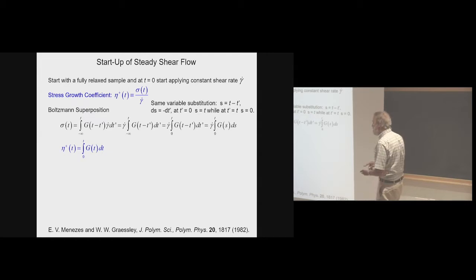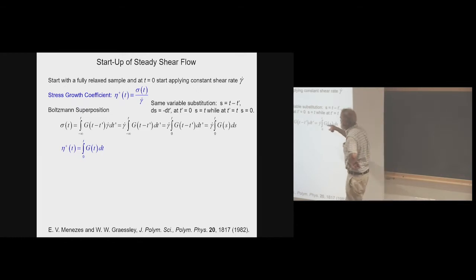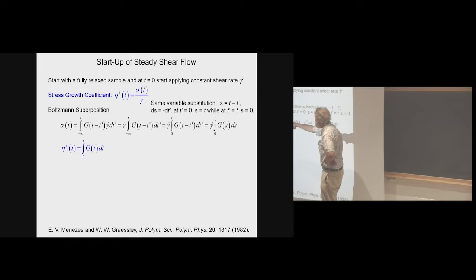It's time dependent. The shear stress is going to build up with time. Eventually, it's going to level off to the steady state value. And when it does, then that's a real viscosity. But this eta plus just has units of viscosity, kind of a time-dependent viscosity in this startup. So we can use Boltzmann superposition to get the shear stress in this experiment. It's again very convenient because the shear rate is constant, and I can pull the shear rate out of the integral. And in fact, I can start at time equals 0 because I started with a fully relaxed sample.